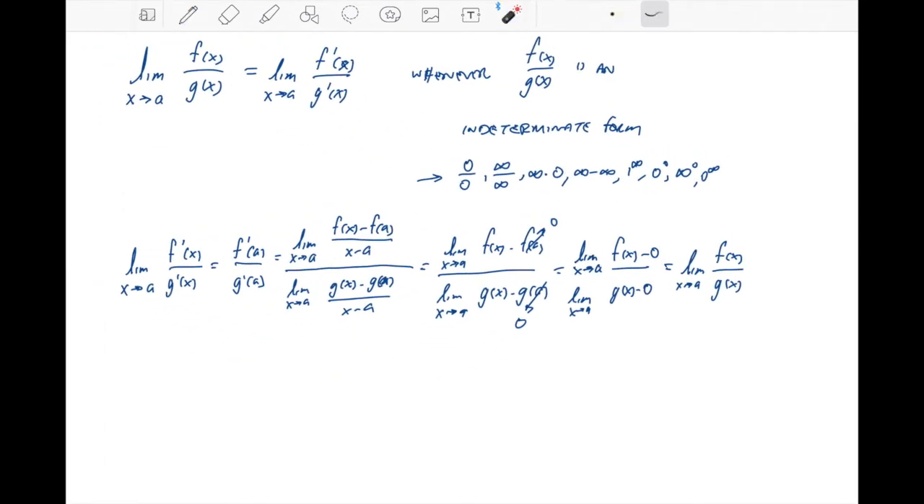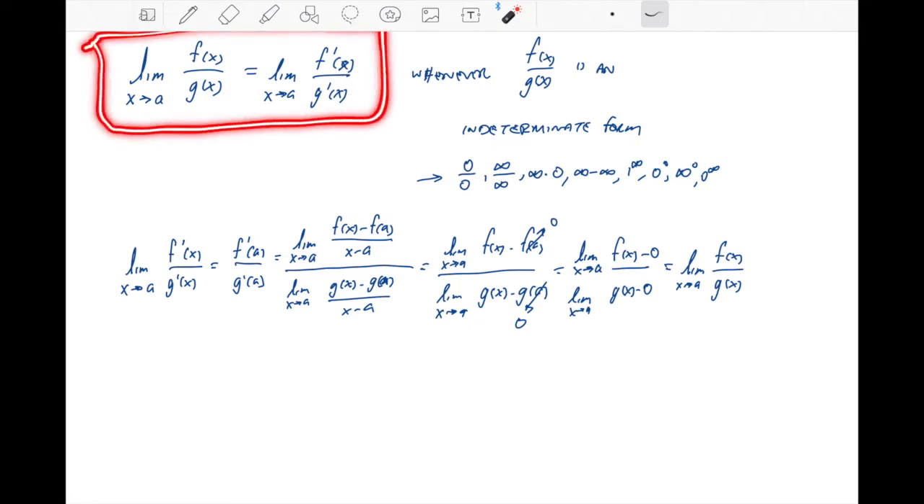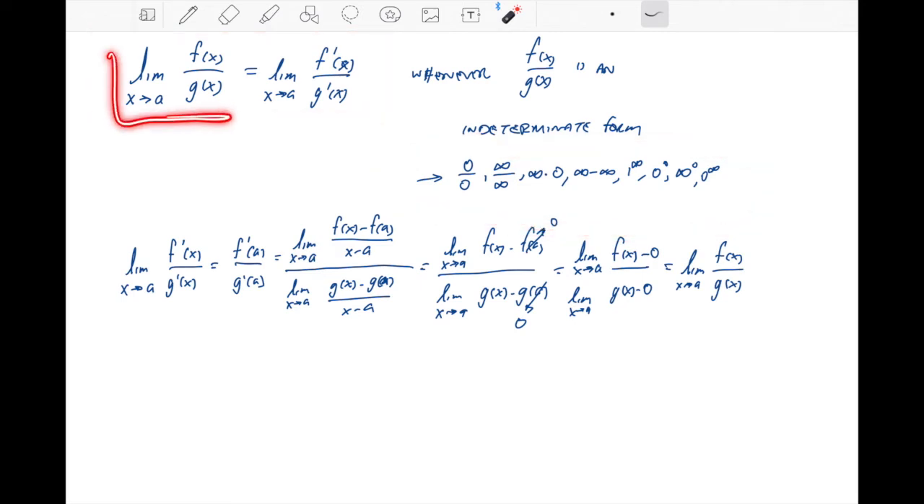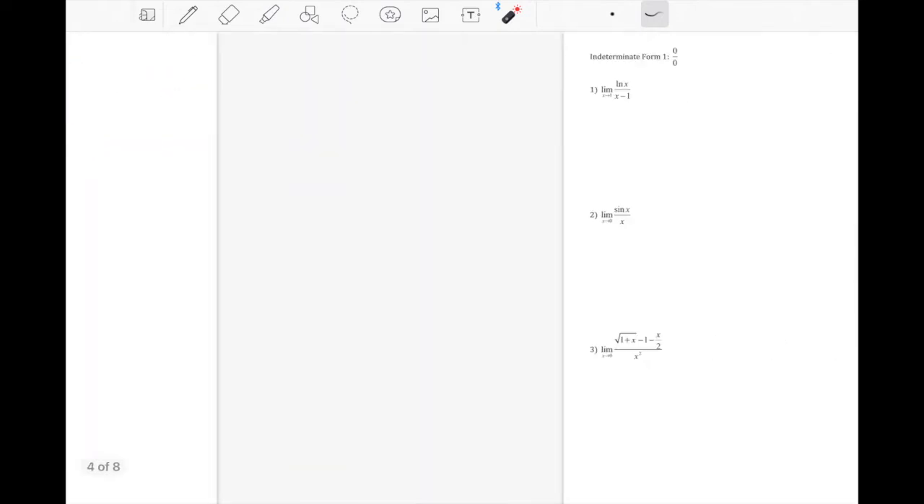So L'Hôpital's rule: if we have an indeterminate form, that must happen first. One of those indeterminate forms, then the limit of the quotient is the limit of the quotient of the derivatives. So the derivative of the top, the derivative of the bottom. Let's actually see this in action now.